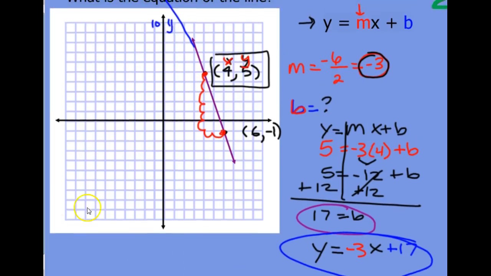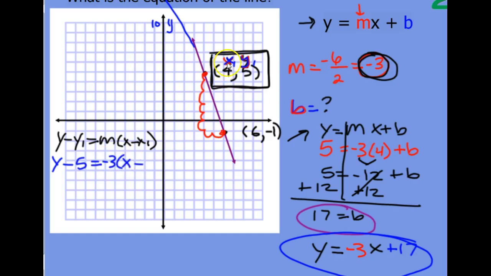Now some of you might be thinking, well, I didn't want to use this equation. What if I want to use this equation? And that is perfectly okay. If you use this equation instead, thinking you have a point and a slope, and you want to use point-slope form, let's see if we get the same answer. This would be my x1 and y1, and my slope. So we'd have y minus y1, which is 5, our slope, which is -3, and then x minus x1, which is 4.